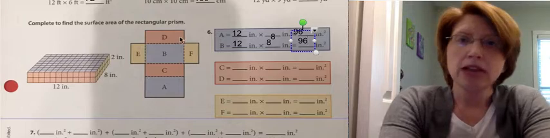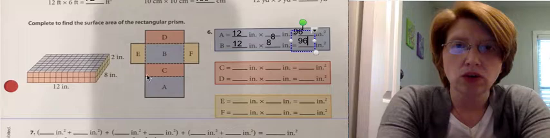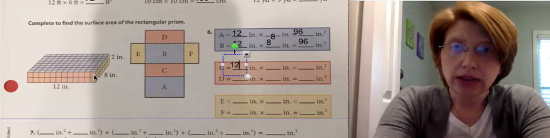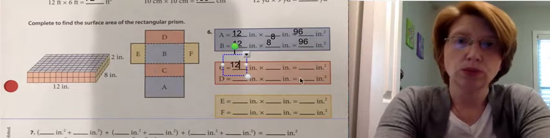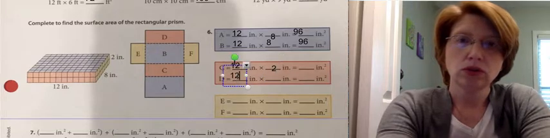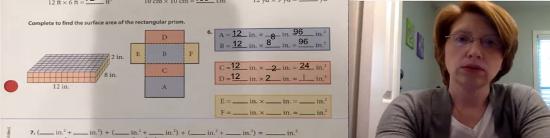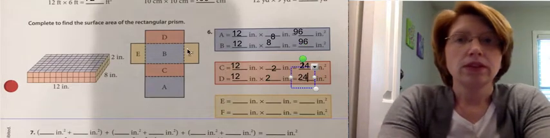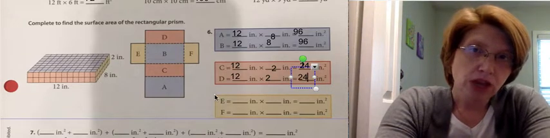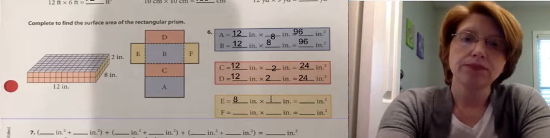Okay. Now let's do C and D, the orange one. That's the side here. So I know that it's 12 long and how wide? 2. 12 times 2, 12 times 2, 24, 24. Now I need to do E and F. That's the height here. So it's 8 long times 2 high.